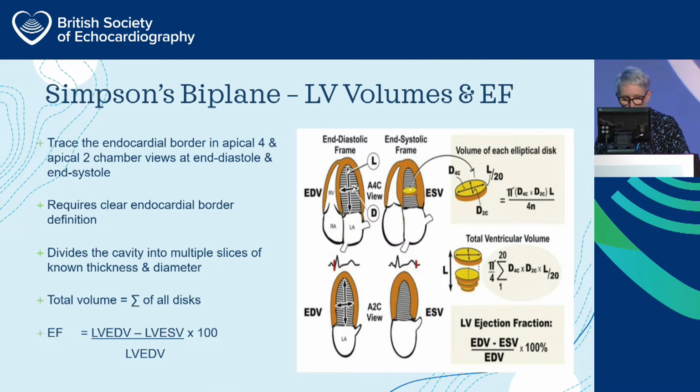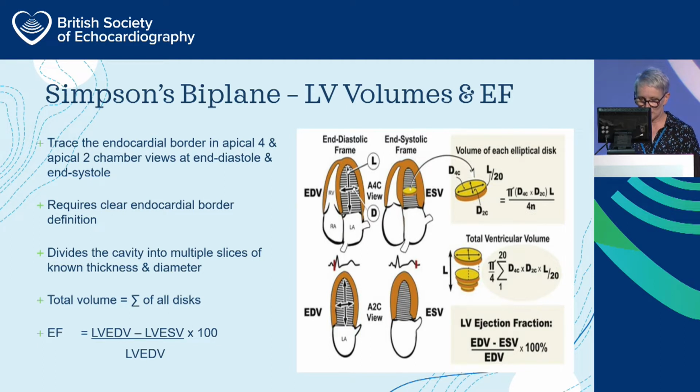So we measure Simpson's biplane by tracing the endocardial border in both the apical 4- and the apical 2-chamber views. By doing that, we're going to divide the LV cavity into multiple slices, with discs of a known thickness and diameter. And the total volume of the cavity is then the sum of all the discs. The end diastolic and the end systolic volumes can then be used to calculate the ejection fraction. The formula's on the slide there for you.